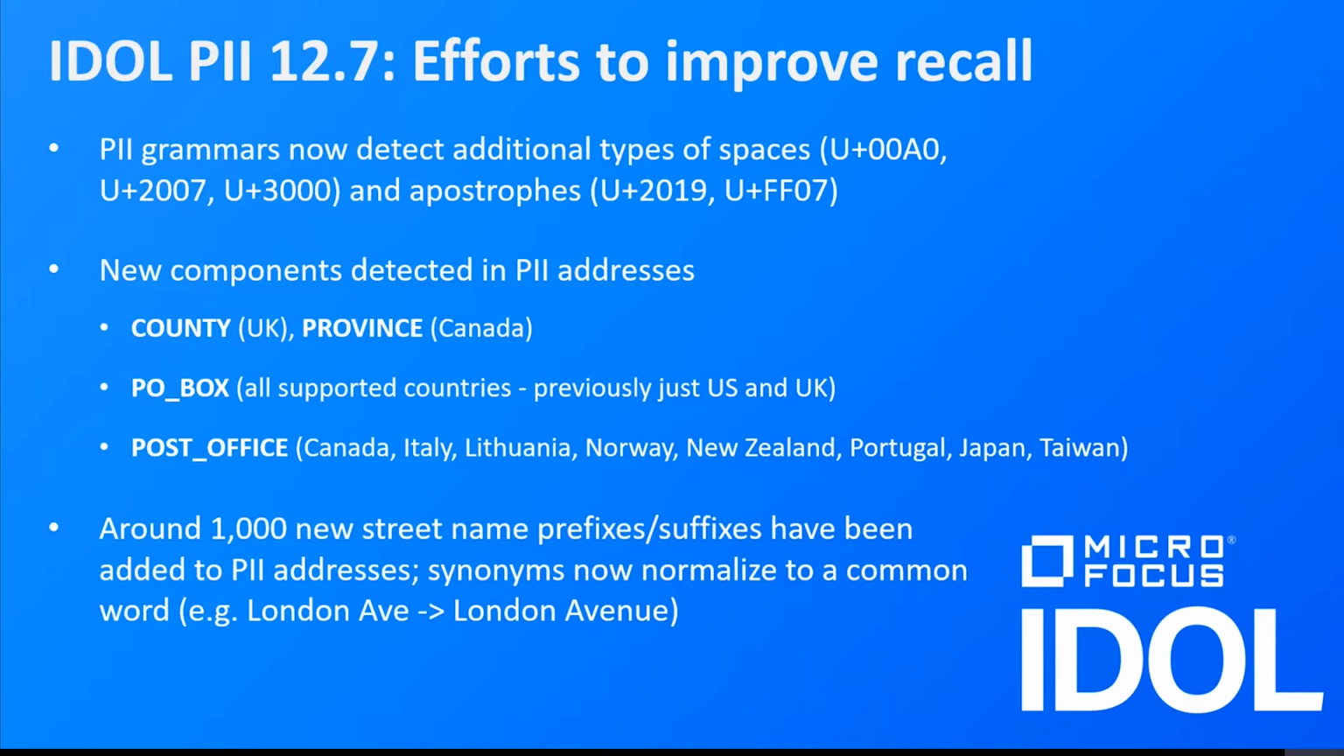Those include counties for the UK, provinces for Canada, PO box numbers in all supported countries, and post office names in eight countries. Finally, around 1,000 new street name prefixes and suffixes have been added to the PII address grammar. For consistency, street term synonyms now normalise to a common word.